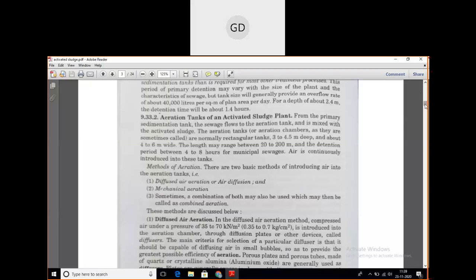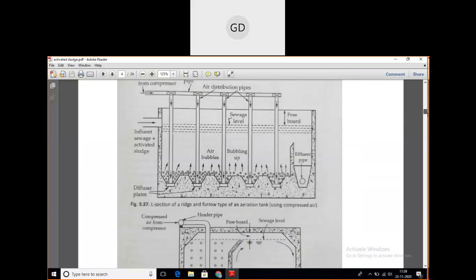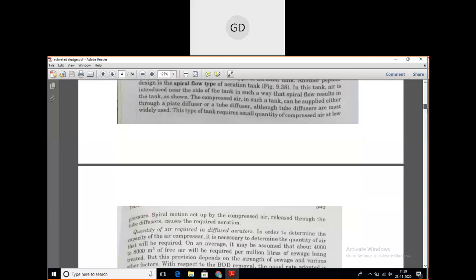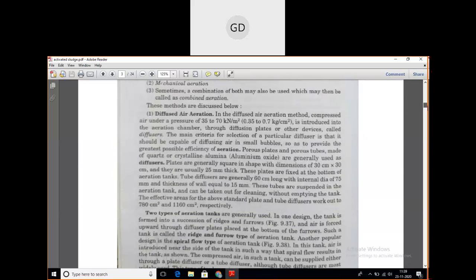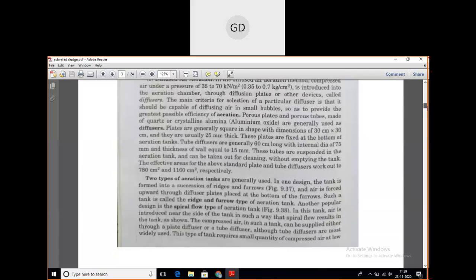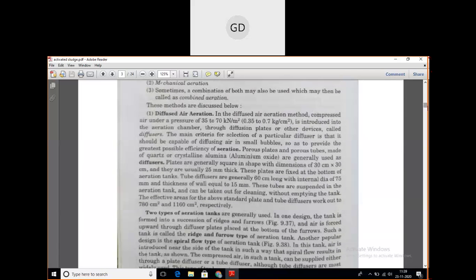Now we will discuss two or three lines from this diffused air aeration. You should know the difference between what happens in diffused air aeration and what happens in mechanical aeration. In diffused air aeration, compressed air is introduced into the aeration chamber.